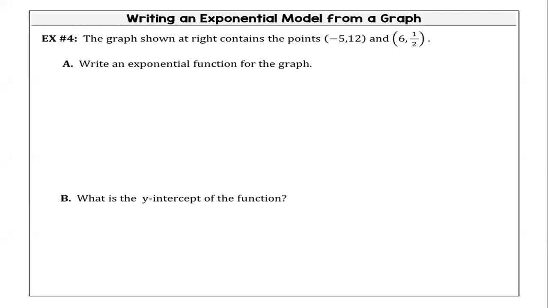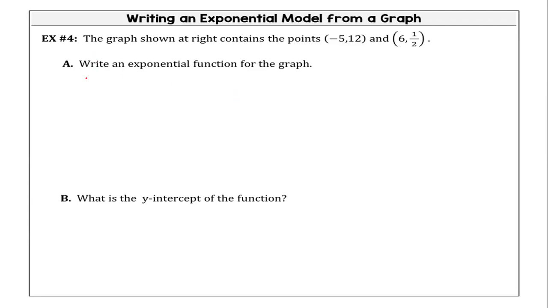Anyways, the graph that you do not see, but you do see on your notes, which is what's most important, contains the points (-5, 12) and (6, 1/2). Also, when you look at this graph, you can see there is some type of curve happening, so that lets us know that it's concave up. It could be some type of polynomial or an exponential. So we're going to go through the process to write the exponential function that best represents this given the 2 points that we have. This is not using a calculator. This is using your big brains.